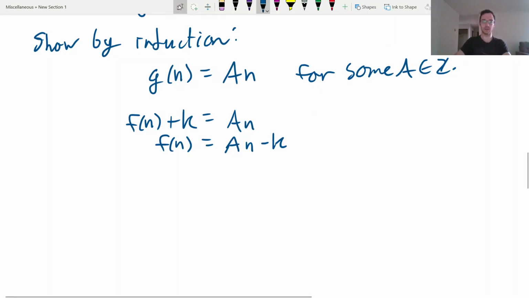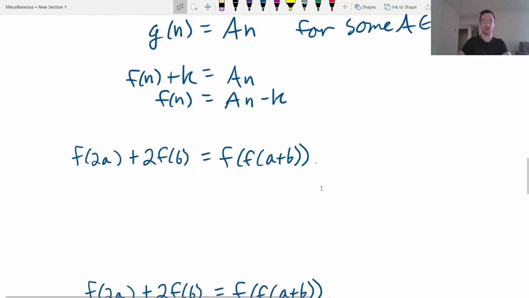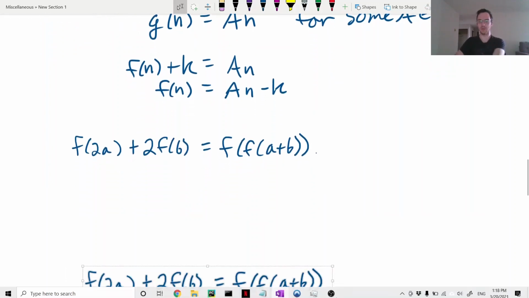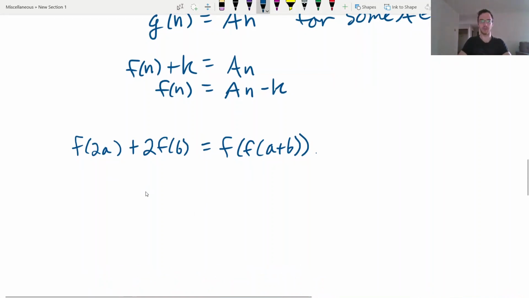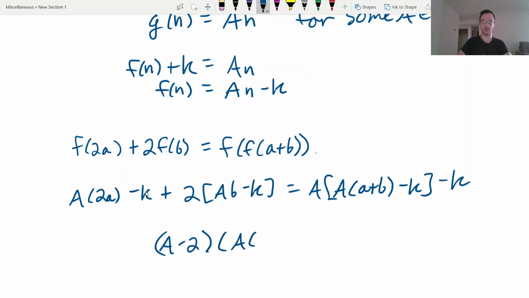So to do that, let's go back to our very original expression here. And let's see what happens when we evaluate these terms using the explicit formula. So f(2a) is just a times 2a minus k. 2f(b) just looks like this. And then f(a + b) is just a times (a + b) minus k, and then f of that is a times that minus k. So it's a bit of a mess, but after some rearranging, you can see that we get this.